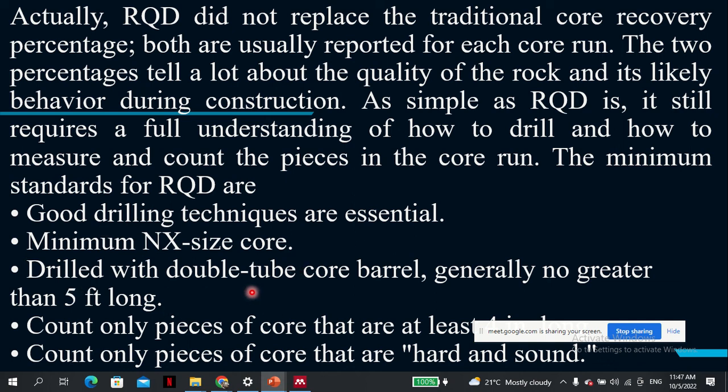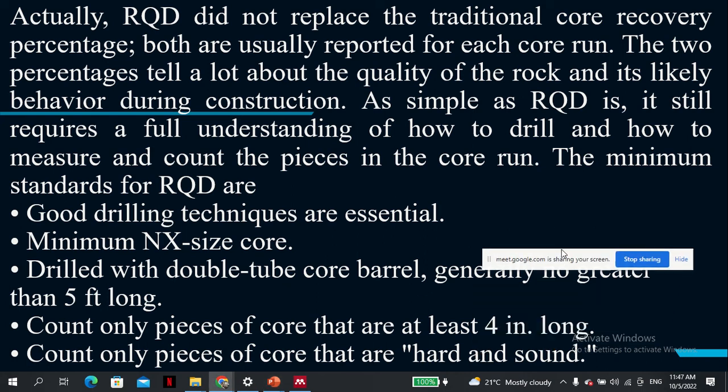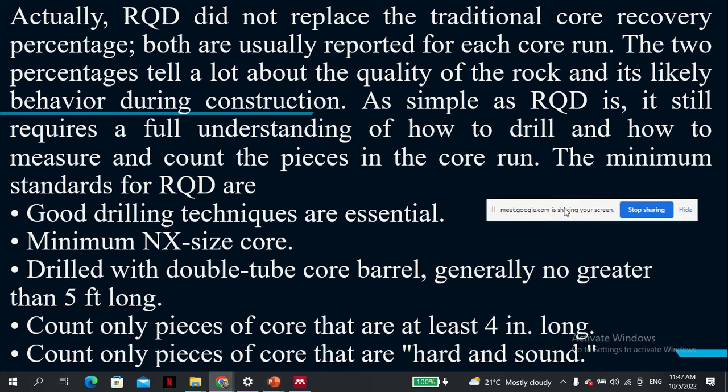Drilled with a double tube core barrel, generally not greater than 5 feet, which is about 1.5 meters. Count only pieces of core that are at least 4 inches long, or 100 millimeters. Count only pieces of core that are hard and sound. So hard and sound, but at least 4 inches long.